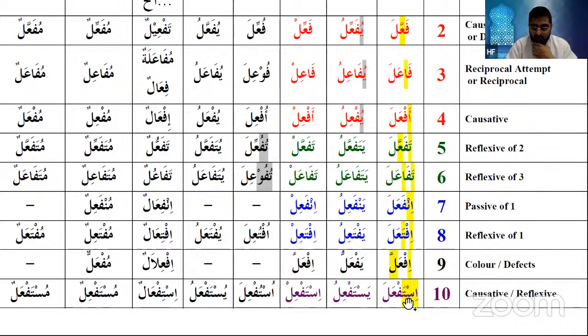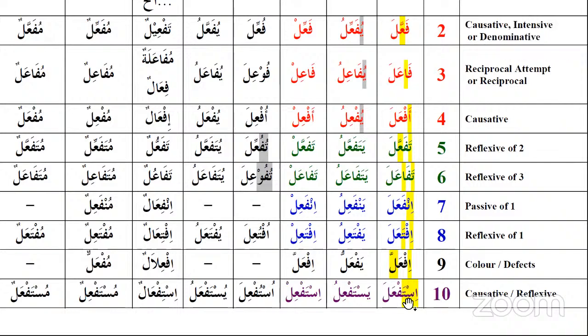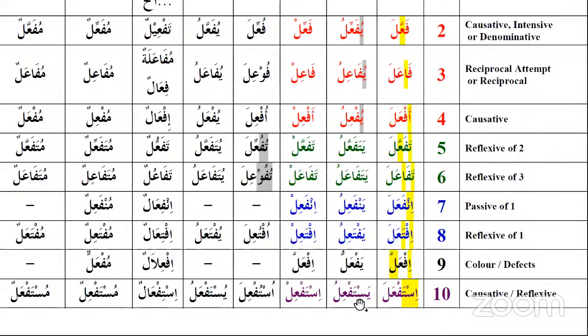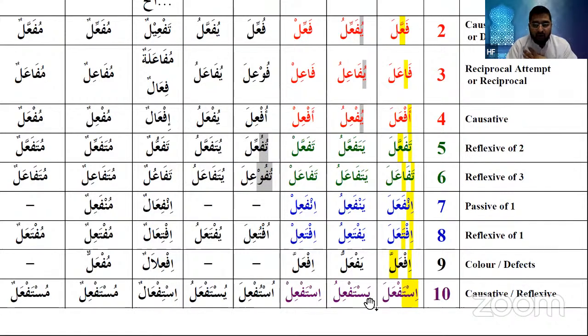Repeat, everyone. Istaf'ala. And the present tense is yastaf'ilu. In the present tense, the alif has been omitted. So istaf'ala has alif, sin, ta, and the present tense is yastaf'ilu. You will see that the fa, ain, lam are the original letters, and the sin and the ta from the present tense remain, which are the additional letters.